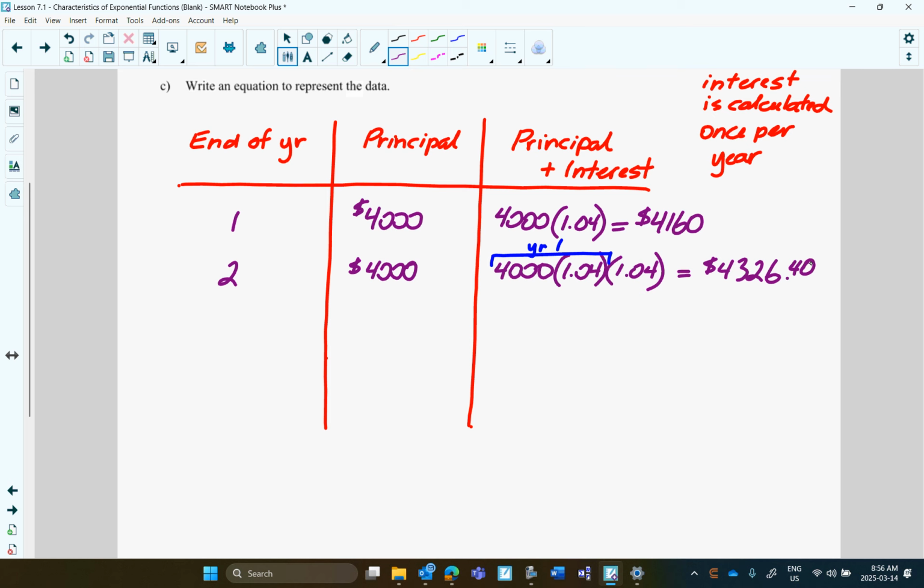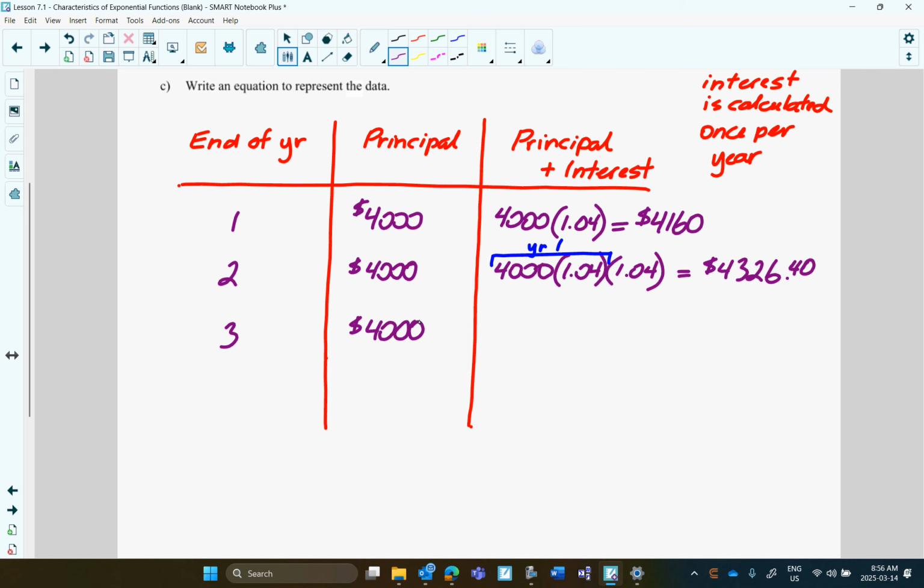Because the principal is always 4,000. Like it stays at 4,000. No, but this is principal plus interest. This is principal plus interest. The part of this that's the principal is always 4,000. Okay? You should be able to see a pattern developing.